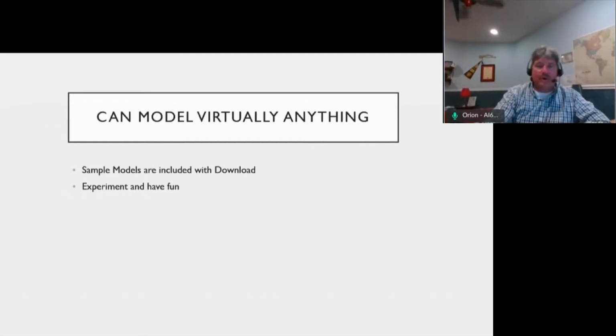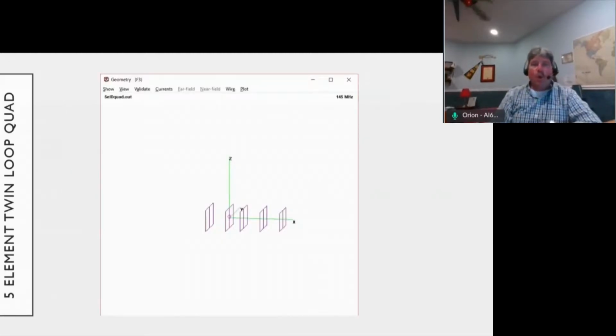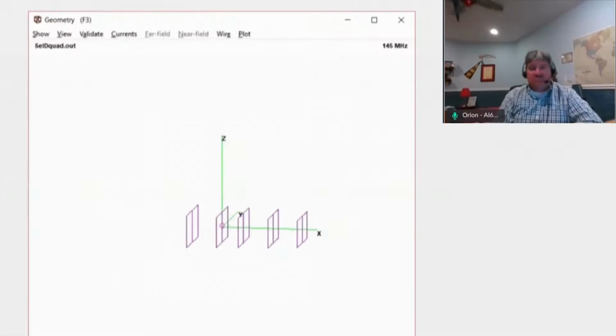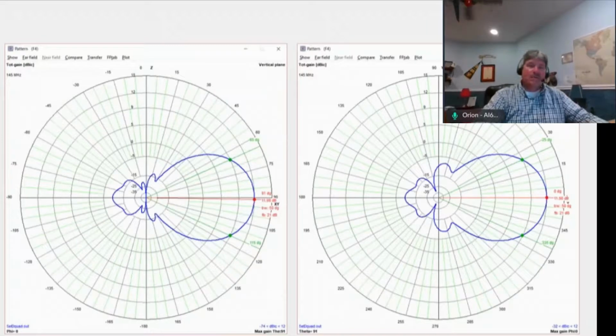So have you ever wondered what a 5-element twin loop quad looks like? Well, here's one. That's what it looks like. And what does the pattern look like? And so you can see this is actually quite a complicated antenna. So you've got 5 elements and you've got 2 loops, and you've got your feed point right there at the driver. You've got a reflector, and it looks like 3 directors. It's a VHF antenna, and here you can see what the vertical and horizontal pattern looks like.